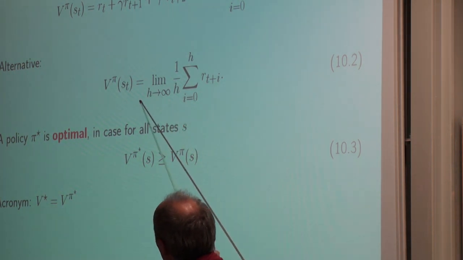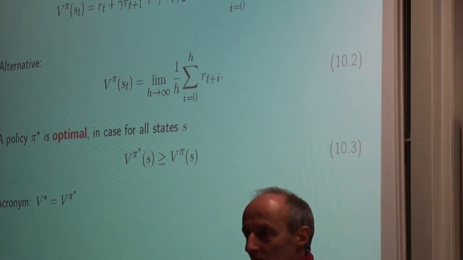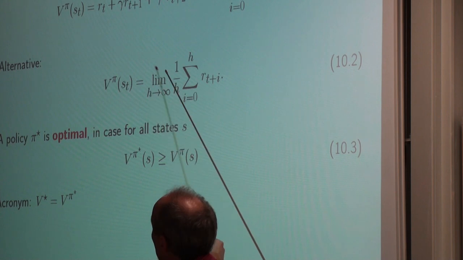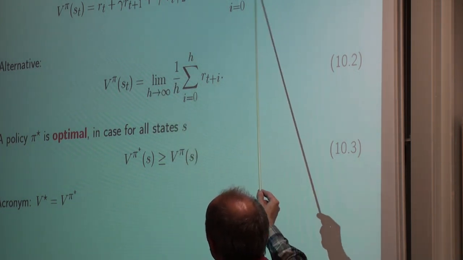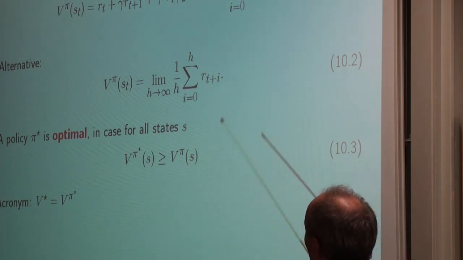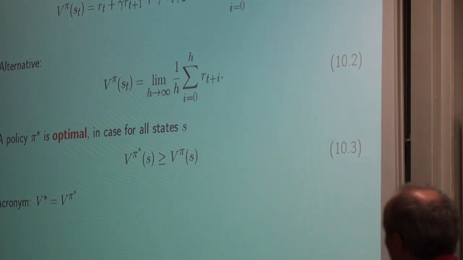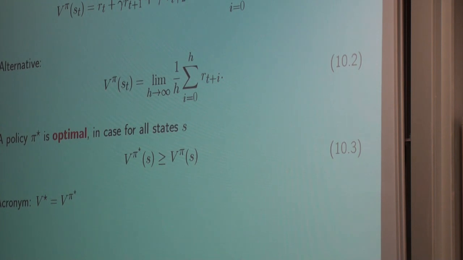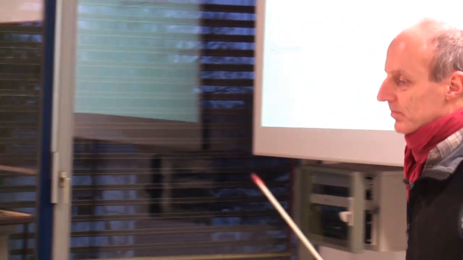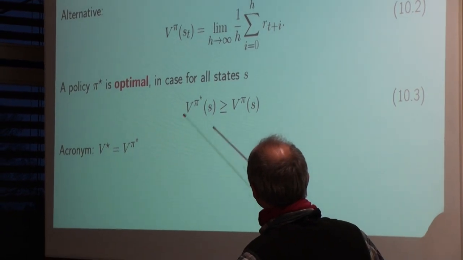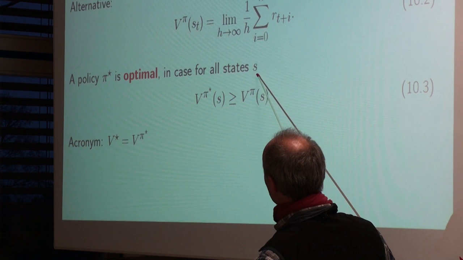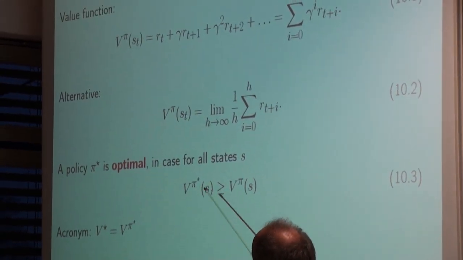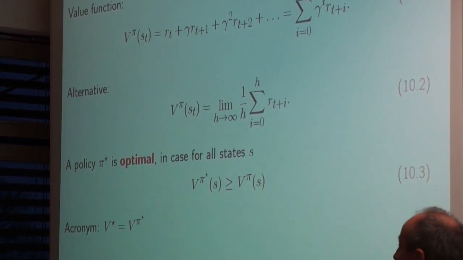And then after that, we might even take the limit for h towards infinity. But in many applications, the number of steps is fixed, so we don't have to look at the limit. Taking the limit would be an alternative. But it turns out that almost all algorithms use the discounted value or reward function, mostly because it's mathematically easier to handle. A policy is optimal if for all states S, that's important, for all states S, the cumulative reward for this policy is greater than or equal to the cumulative reward of any other policy.